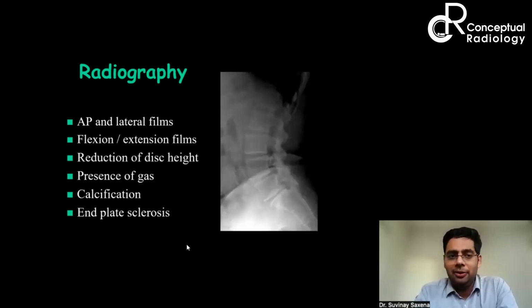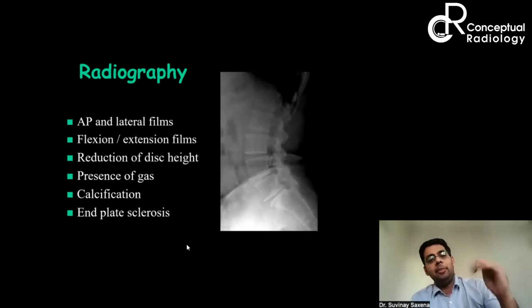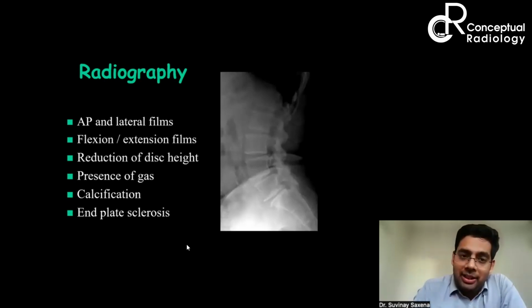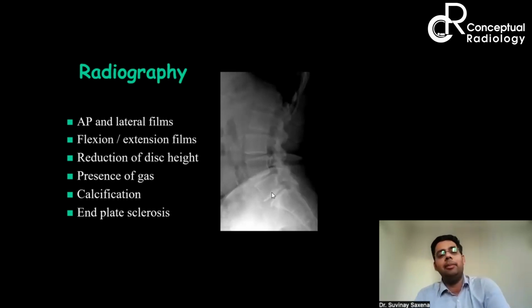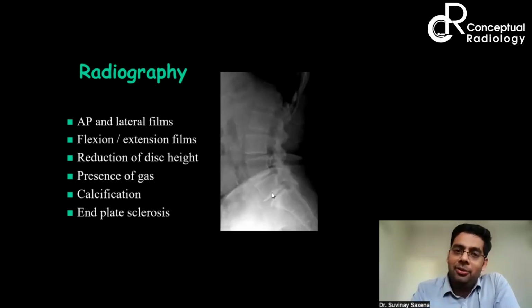What we need to look for is reduction of disc height, presence of any degenerative gas within, calcifications, end plate sclerosis. I am not going into a lot of detail about radiography because my primary talk is MRI, but always have a habit of seeing radiographs.